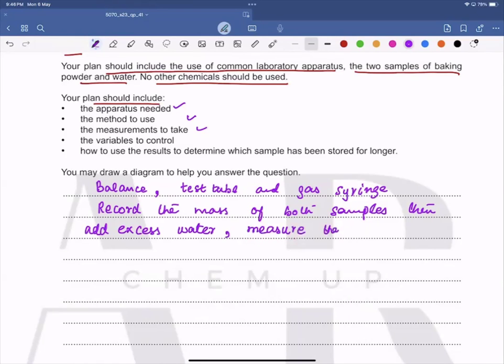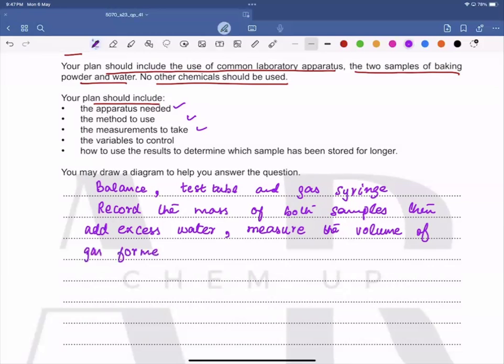Measured. Yes, that's what we are doing. I have mentioned over here gas syringe, isn't it? But we need to measure the mass of both the samples, because we must use the equal mass of both the samples. Then we are able to identify which is going to produce a greater volume and which one is going to produce the smaller volume. The one which is producing the greater volume is the newly prepared, and the one which is producing the lesser volume is the one which was produced earlier. Measure the volume of gas formed.